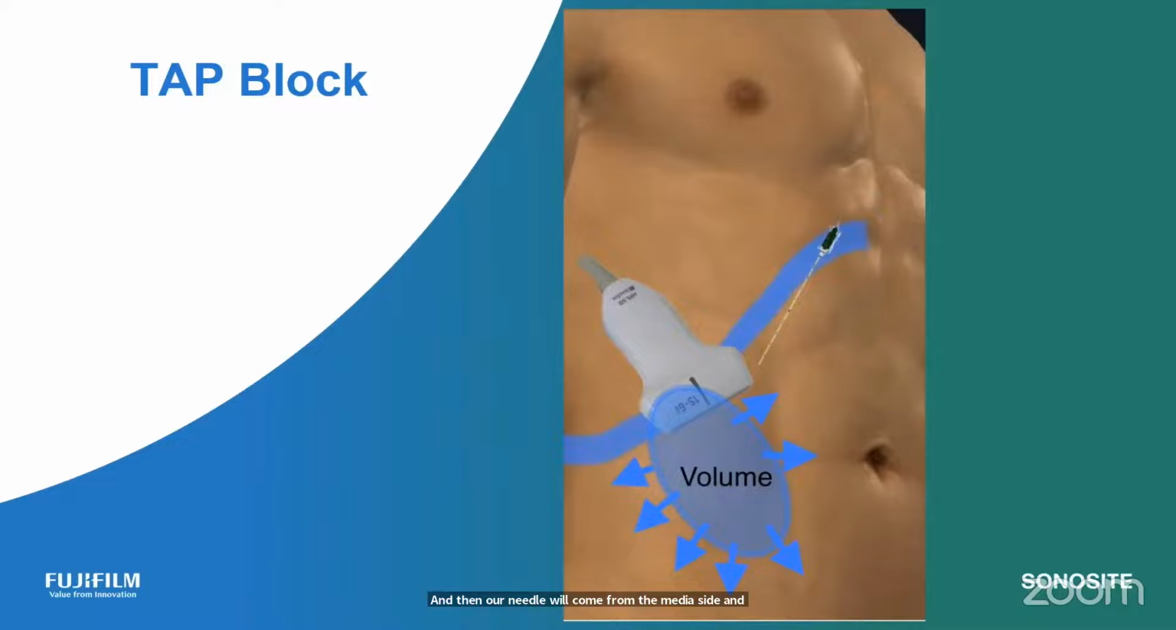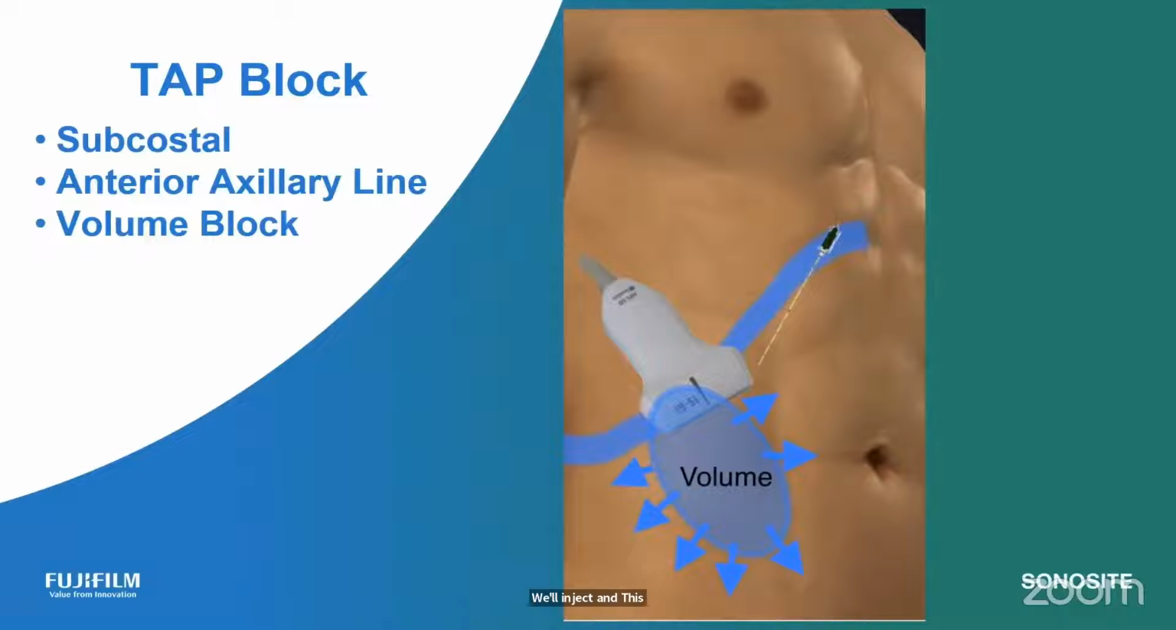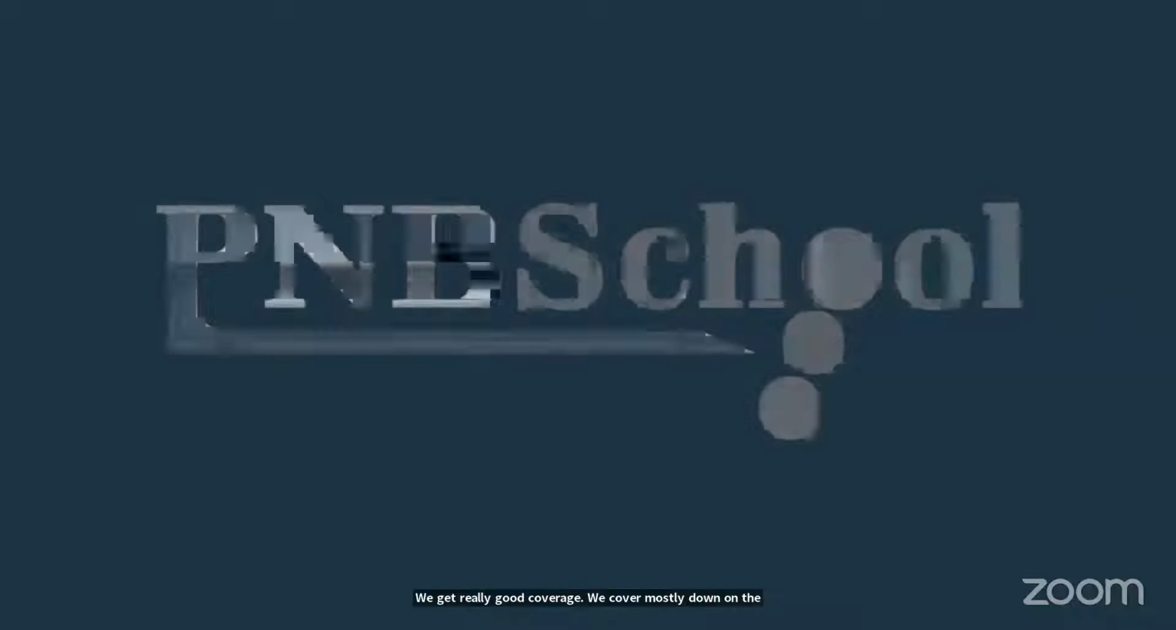We'll inject, and this isn't medical advice, any of this, but what we do is we inject about 20 mils there with our other blocks. So 20 mils on each side for the TAP block and 10 mils each side for the rectus sheath. We get really good coverage. We cover most of the abdominal wall with that. So subcostal, anterior axillary line is the volume block, fascial plane block.